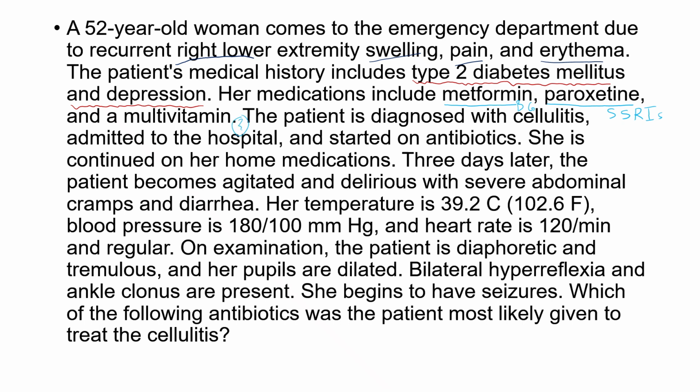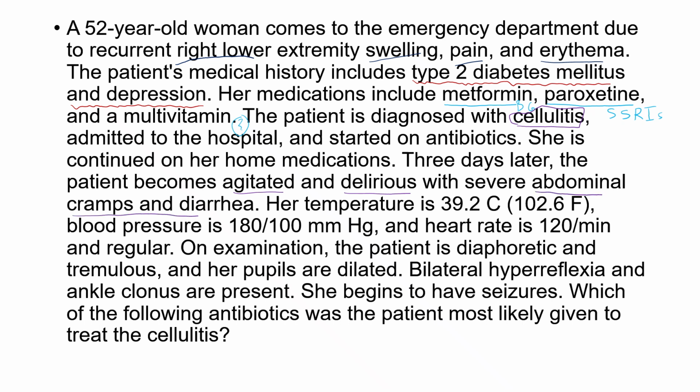Let us see further. The patient is diagnosed with cellulitis. This is the main problem of the person right now. Admitted to the hospital and started on antibiotics. She is continued on her home medication. Three days later, the patient becomes agitated and delirious. Delirium is an acute confusional state, with severe abdominal cramps and diarrhea.